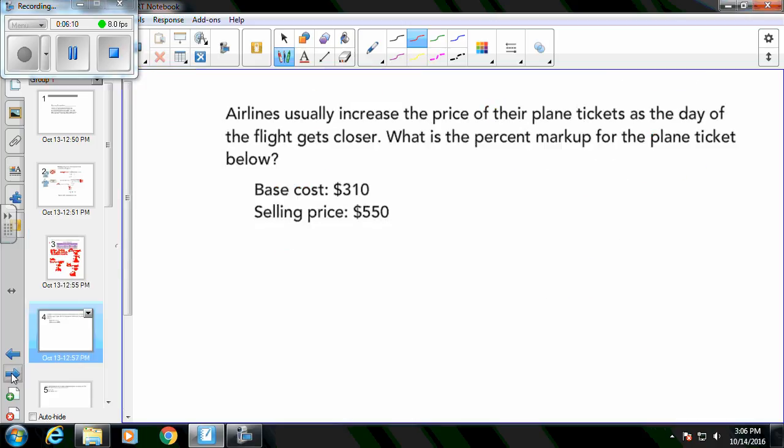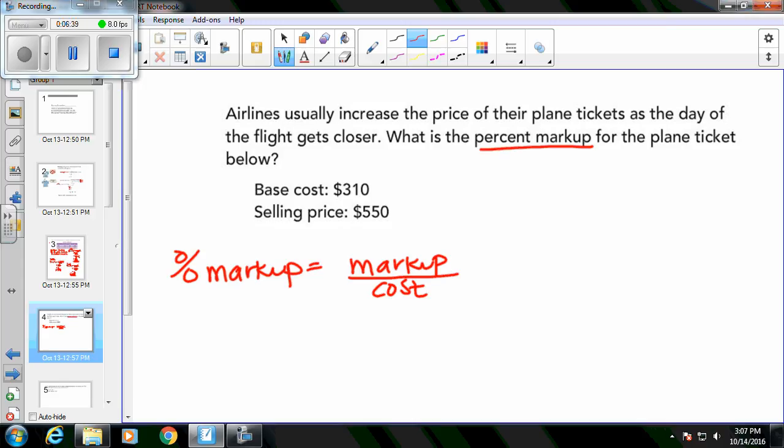Let's make it a touch more difficult. Airlines usually increase the price of their plane tickets as the day of the flight gets closer. What is the percent markup for the plane ticket below? So let's write our formula. Percent markup equals the markup over the cost. We are looking for the percent markup, okay?